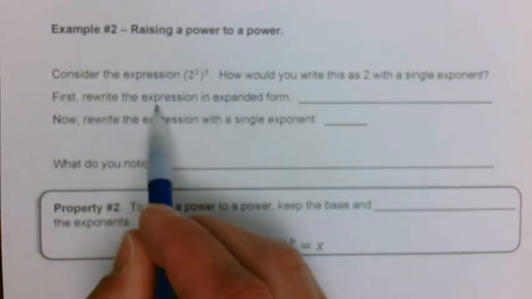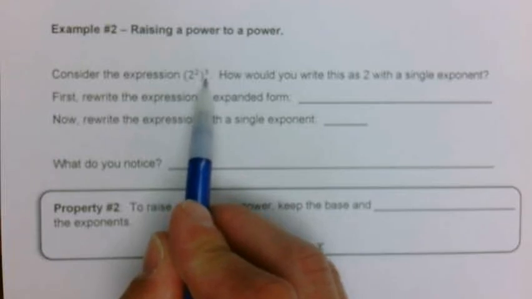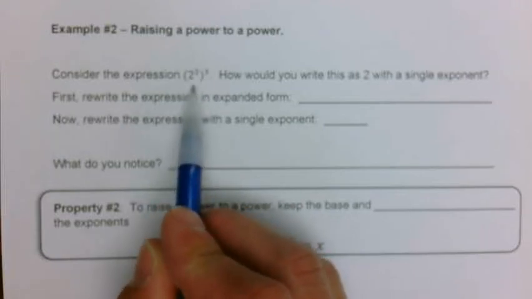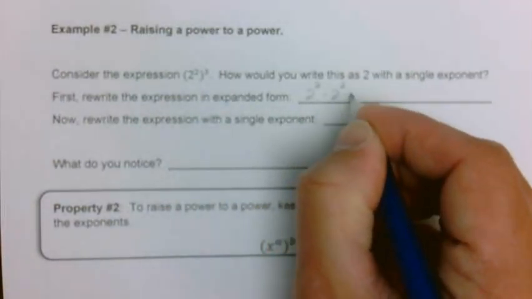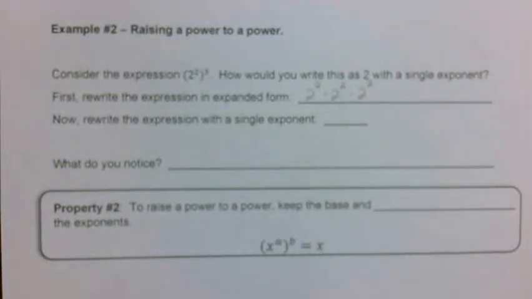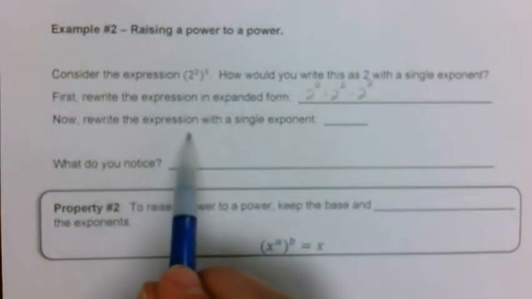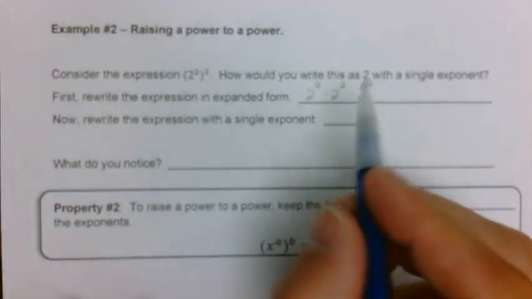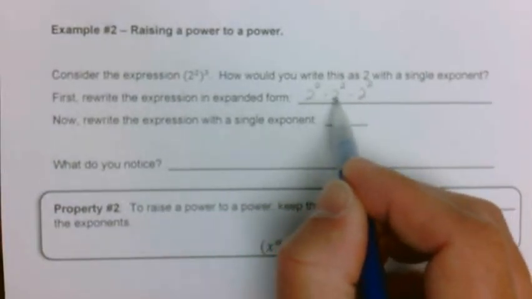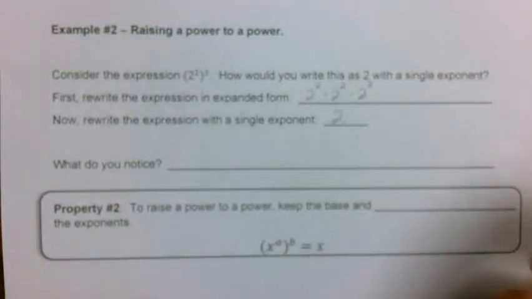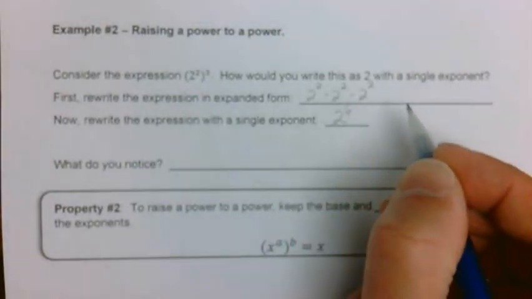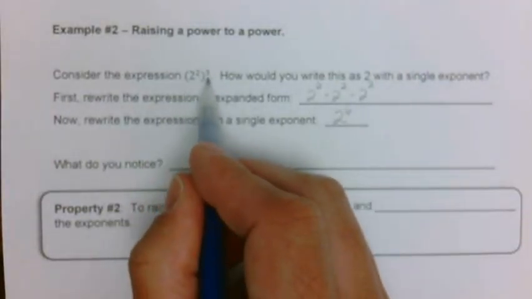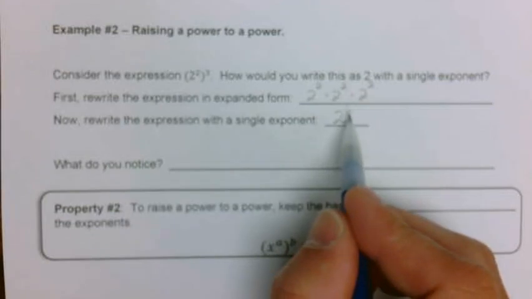All right, so the first thing we're going to do is rewrite our expression in expanded form. To cube something means to multiply it by itself 3 times. So I'm going to multiply 2 squared by itself 3 times. 2 squared times 2 squared times 2 squared. All right, and now I can rewrite this as an expression with a single exponent. This is a multiplication problem and the bases are the same, so I'm going to keep the base and add the exponents together. 2 plus 2 plus 2 is 6. So 2 to the second power raised to the third power is equal to 2 to the sixth power.